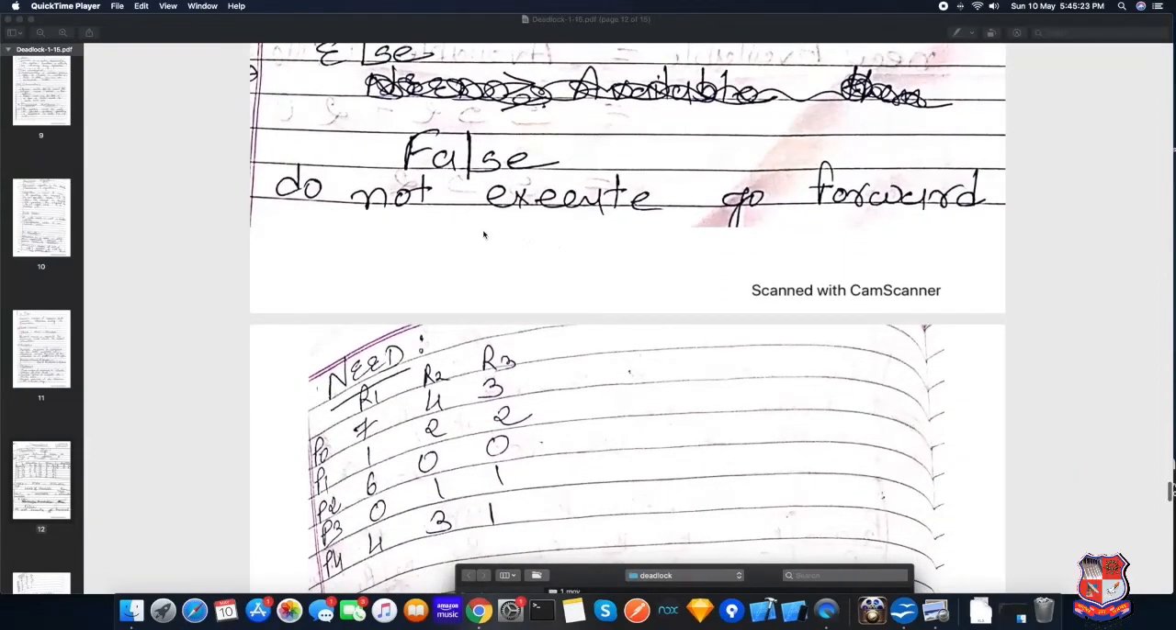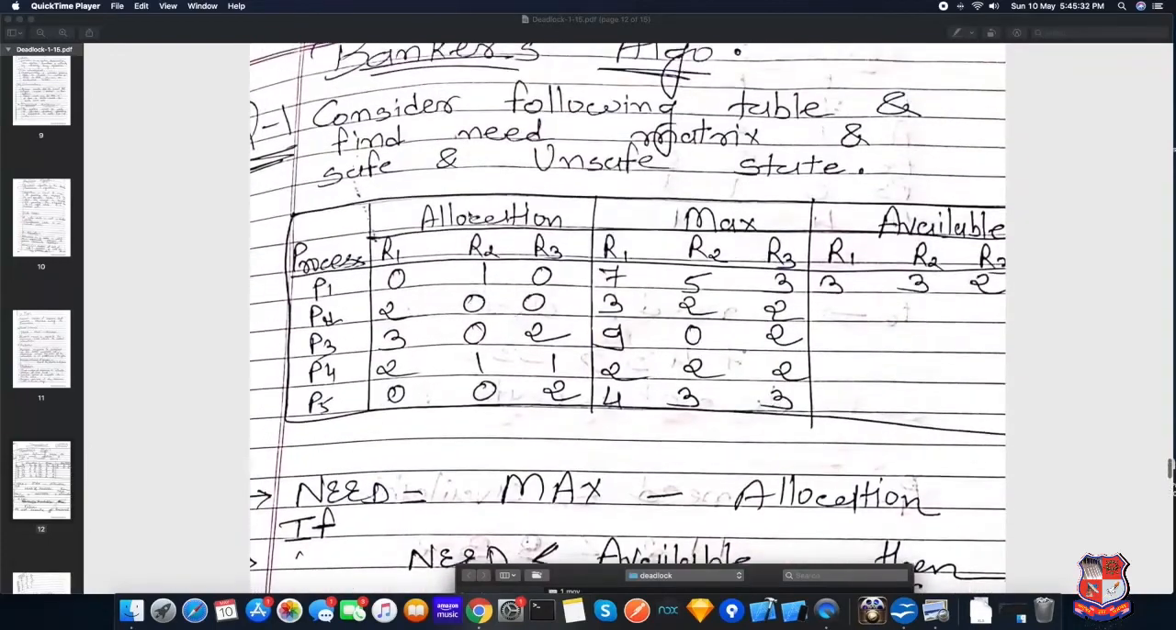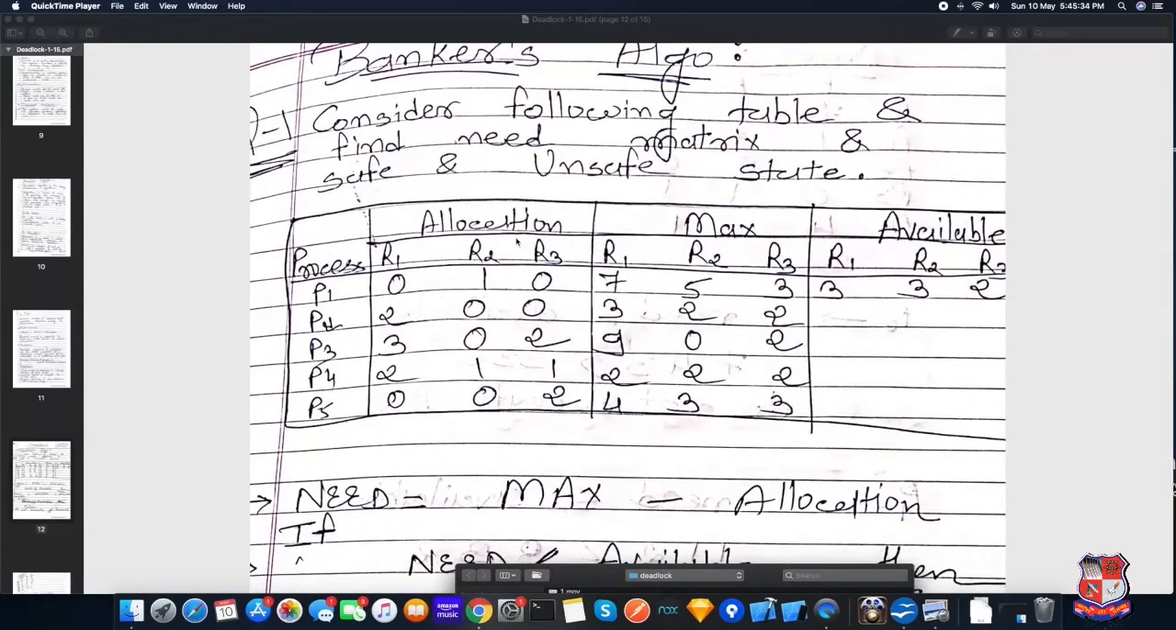Okay, so we start with step number one. We can find out the need matrix of each and every process. So need is equal to max minus allocation. For the P1 process, max minus allocation is 7 minus 0, 5 minus 1, then 3 minus 0. So max minus allocation gives us the need matrix of P1.